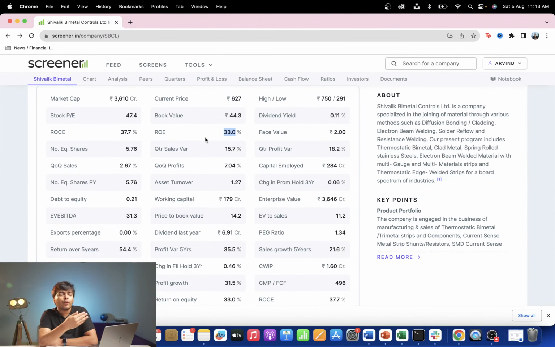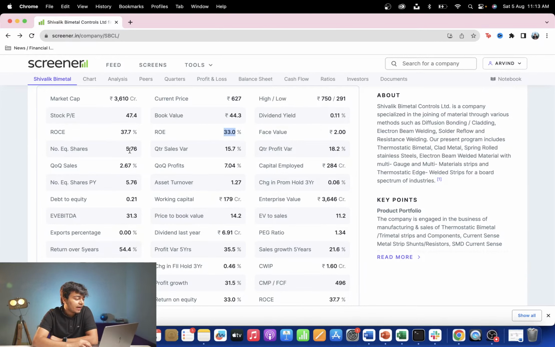ROCE and ROE are two pointers that I think you should look at for every company, because at the end of the day, each company is made to generate profits for its equity holders and to make sure that the debt holders are repaid their money. So these are two important metrics that you should look at for each and every company.